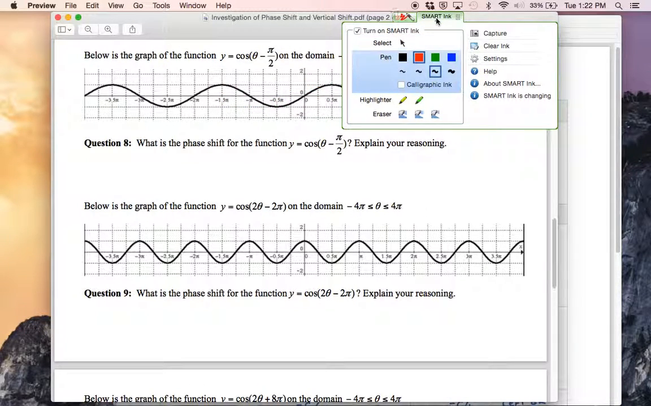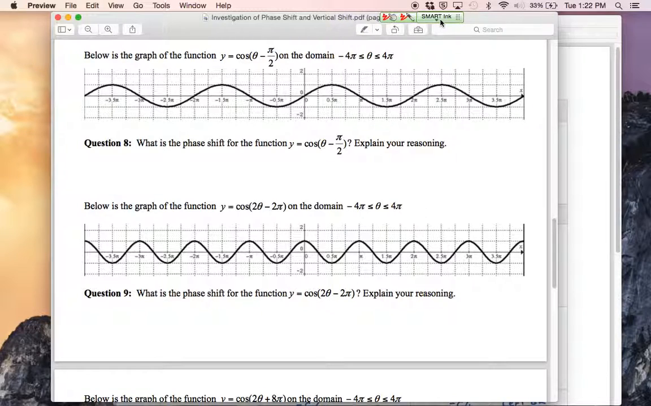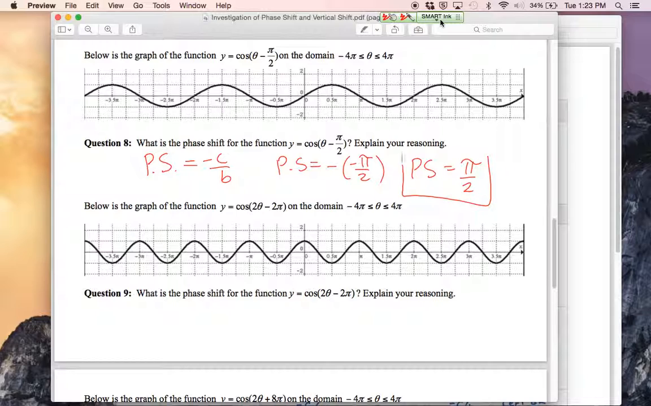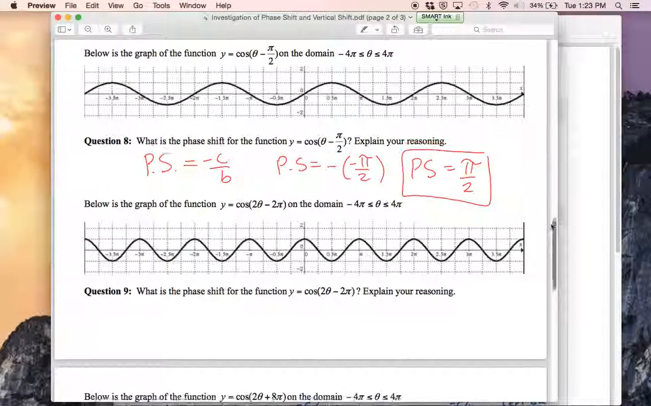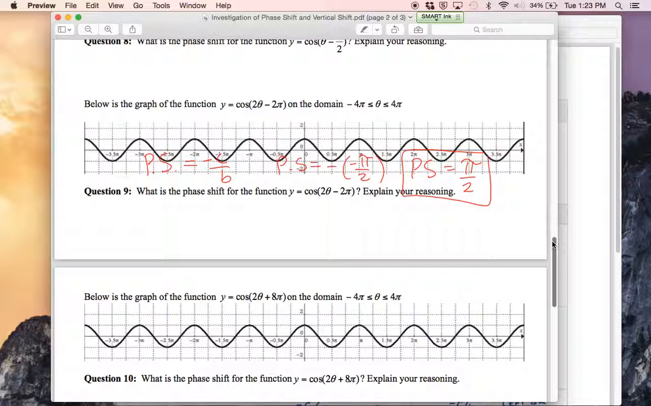So if I use my formula, I know that phase shift is negative c over b. So in this case, b is 1. So phase shift is just negative pi over 2, which is why it ends up being positive pi over 2. Below is the graph of this function, 2 theta minus 2 pi on this domain. What is the phase shift for the function?